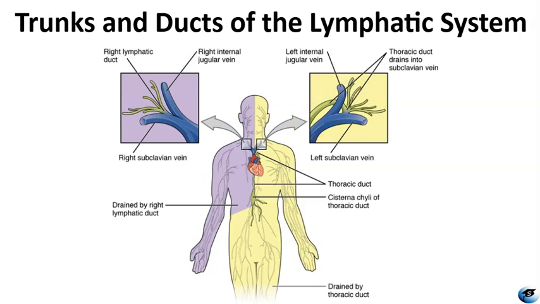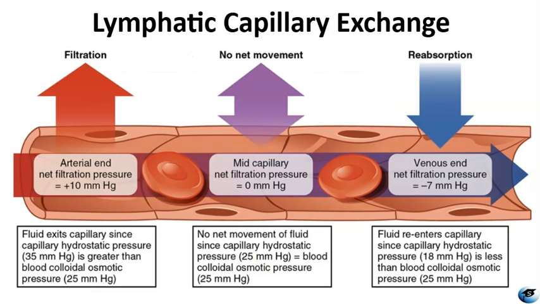So to summarize, right lymphatic duct equals upper right body, draining into the right subclavian vein. Thoracic duct equals everything else, and it drains into the left subclavian vein. These ducts are very important for maintaining fluid balance and ensuring that the lymph is filtered and returned to the bloodstream for circulation. This figure here illustrates the fluid balance, that is how fluid moves in and out of capillaries, and how the lymphatic system helps recover any excess fluid.